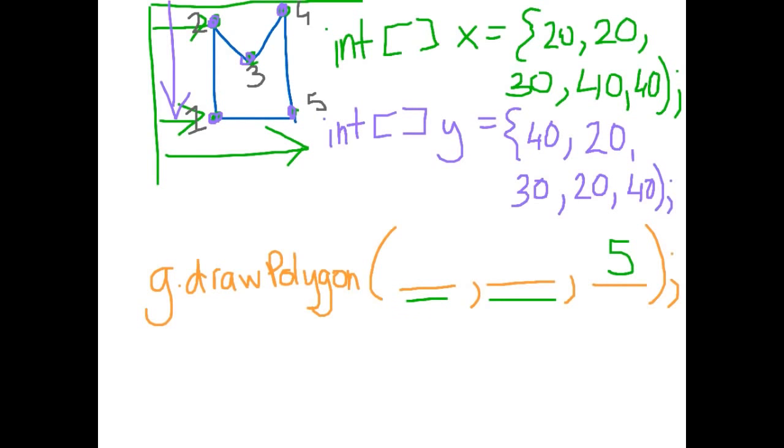Obviously you can change these dimensions to get the shape that you want. Now in my actual line of code, in my g.drawPolygon, I give the x array, and in the second one I give my y array. So let's quickly go to Eclipse and code this example.